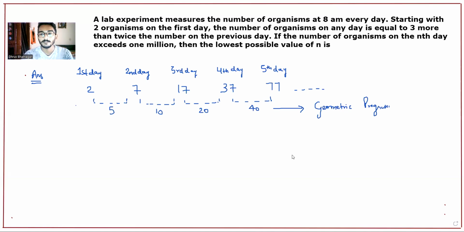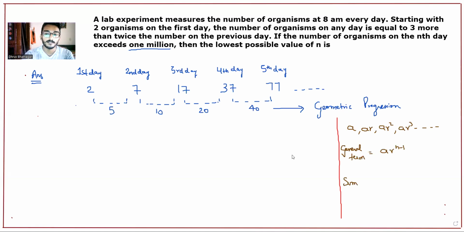Let's revise the geometric progression. The first term is A, the second term is AR, where A is our first term and R is our common ratio, right? AR square, AR cube, this is our geometric progression. General term, how can you find the general term? It is A, R raised to the power n minus 1. Sum of terms is A, R raised to the power n minus 1 over R minus 1. I hope these formulas are quite clear to you.